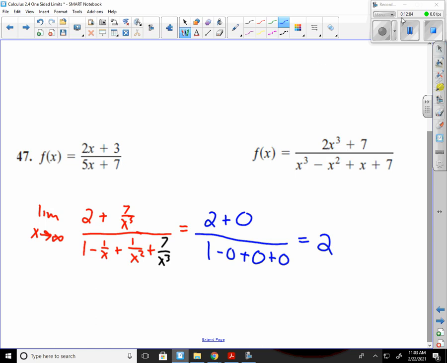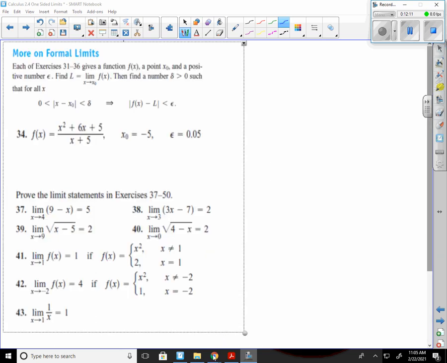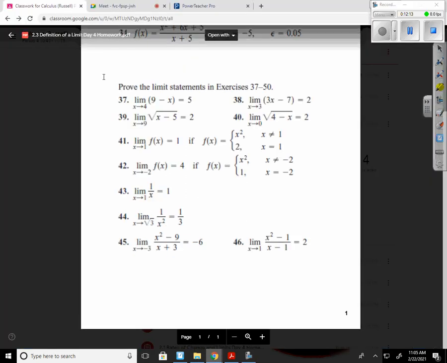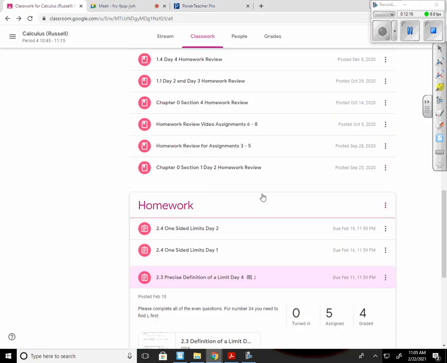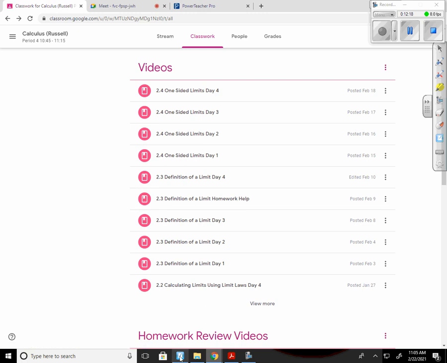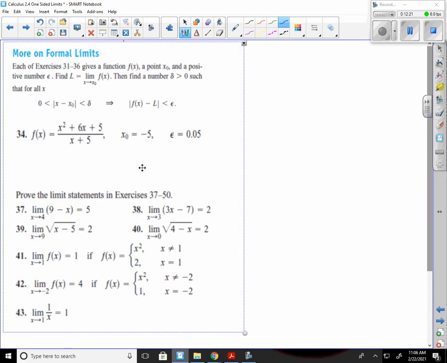Okay, I'm going to go over another homework assignment that we hadn't gone over yet. I don't think we went over it yet. Okay, so we're going to go over 2.3 definition of a limit day 4 homework. And let's start with number 34. So starting with number 34, we're using the formal definition to find this.